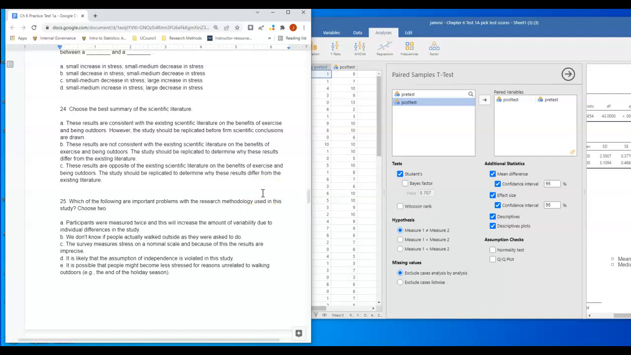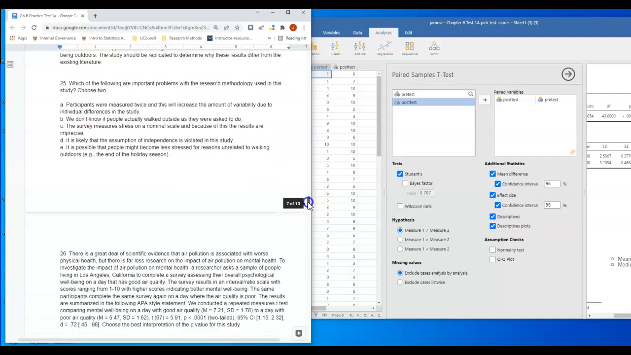Opposite would mean that we found that actually being outside made things worse, right? Exercising outside led to worse scores than not doing that, right? And so the best answer here is B. They're not consistent with the literature, and we should replicate it to find out why. Now this next question is about research methodology, and I realize you probably have not taken a research methods class yet, but there are a couple of things I think that you could probably pick out here even if you haven't taken research methods. Right.